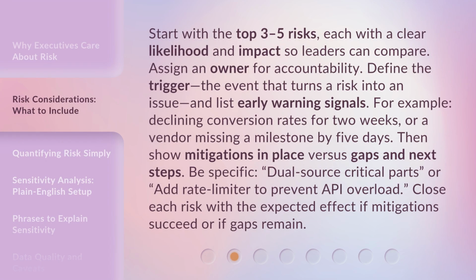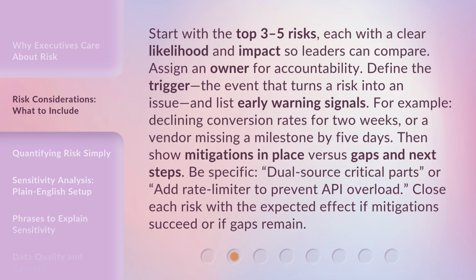Start with the top 3 to 5 risks, each with a clear likelihood and impact so leaders can compare. Assign an owner for accountability. Define the trigger, the event that turns a risk into an issue, and list early warning signals. For example, declining conversion rates for 2 weeks, or a vendor missing a milestone by 5 days.